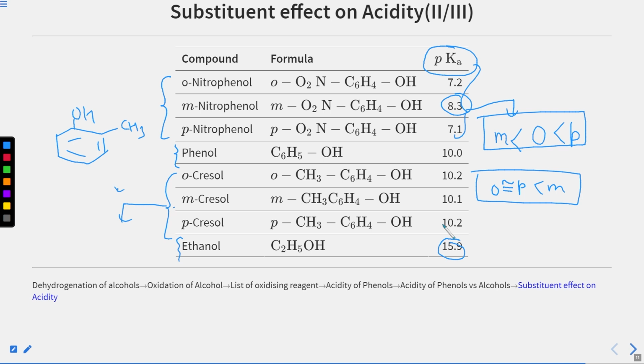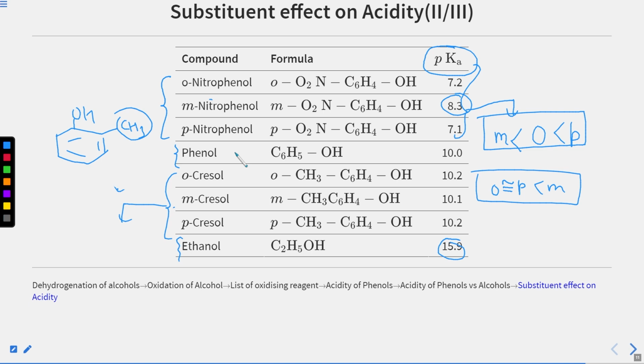Then we have the next least acidic, say, cresol. This is basically due to the electron donating nature of CH3, and how it does so we will see. Then we have the phenol. Since it is kind of neutral between this nitro and cresol because it has no substituent, it is in the middle. Then we have the nitrophenol, which has an electron withdrawing group, therefore its acidity is higher as compared to all of these.